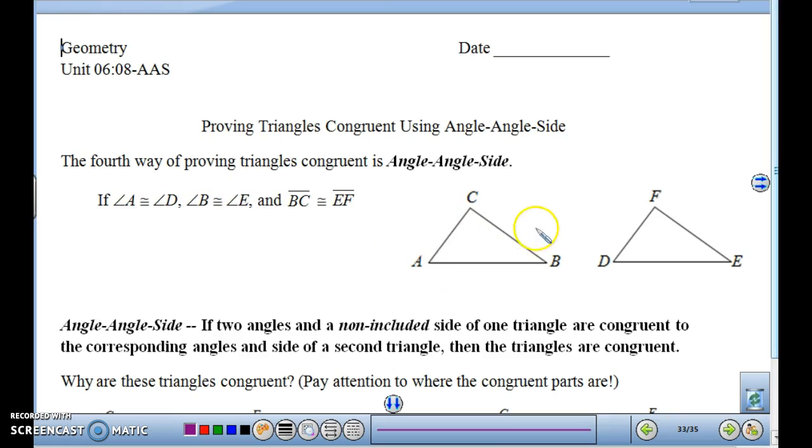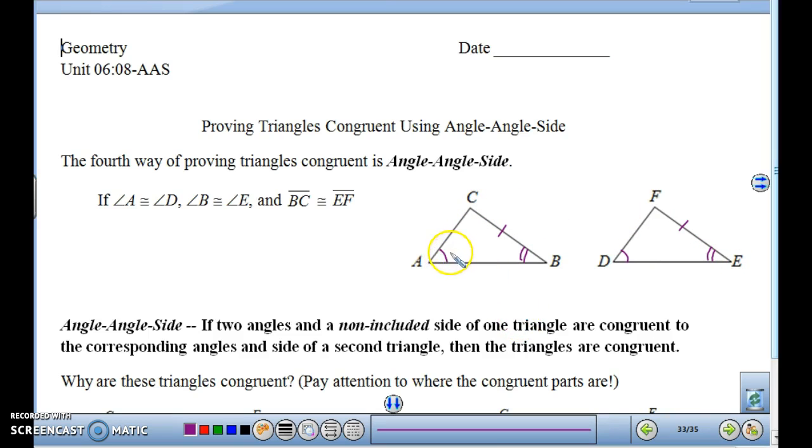So, if we have these two triangles where angle A is congruent to angle D, angle B is congruent to angle E, and BC is congruent to EF, that would be angle, angle, side. All right, now why does angle, angle, side work? Well, let's think about angles C and F for a second. If we know that A is equal to D and B is equal to E, that's going to force C and F to be congruent.